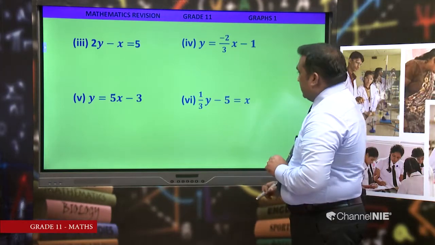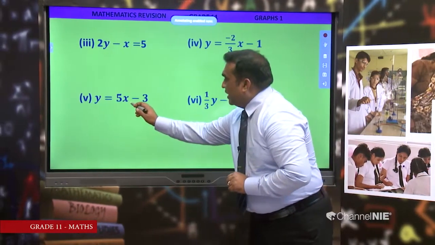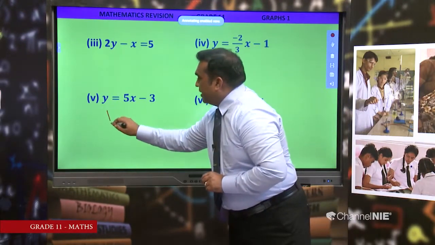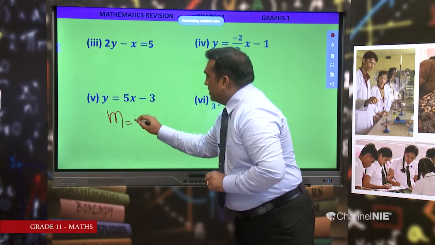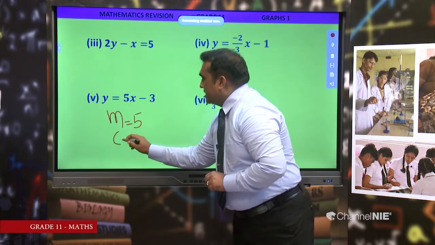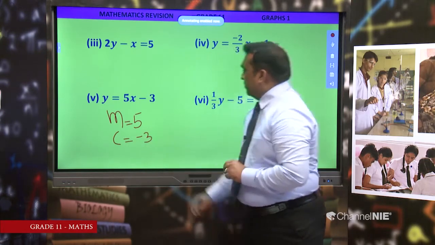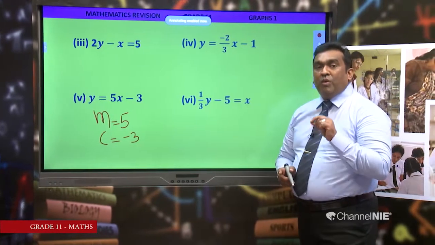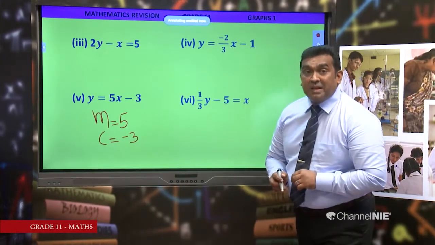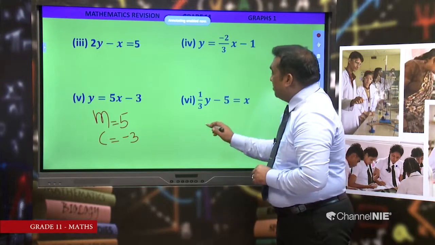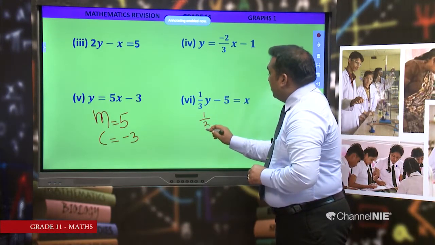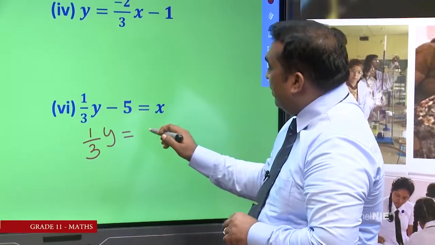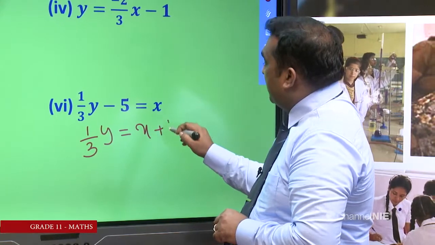Now, the fifth one. Here you can see that the coefficient of x is 5. As a result of that, m equals 5, intercept c equals minus 3. Then you have to convert this equation into the form of y equals mx plus c. It means you have to make y the subject. Here you have 1/3 y equals, after changing minus 5, you will have plus 5, x plus 5.